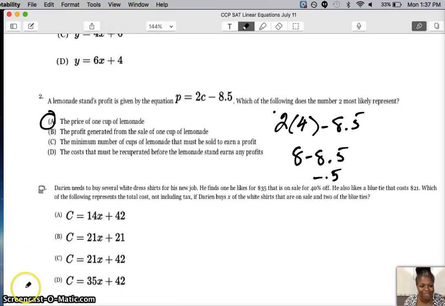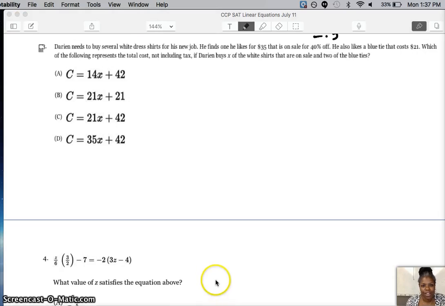Let's look at number 3. Okay, so Darian is looking to purchase some shirts for his job. A couple bits of information that we need to highlight here and make sure that we're on point with. We need to make sure that we recognize that he sees a shirt for $35, but it's 40% off. So if you're taking 40% off, you're leaving 60% on, meaning he's going to pay 60% of the price that he originally was supposed to pay.